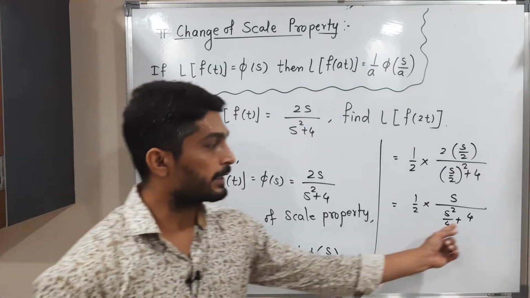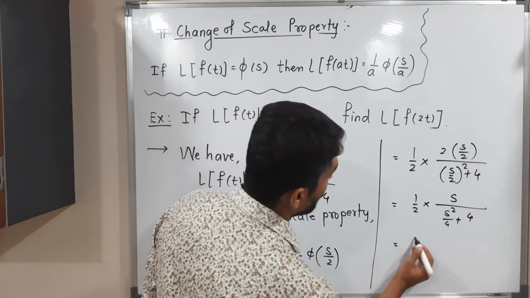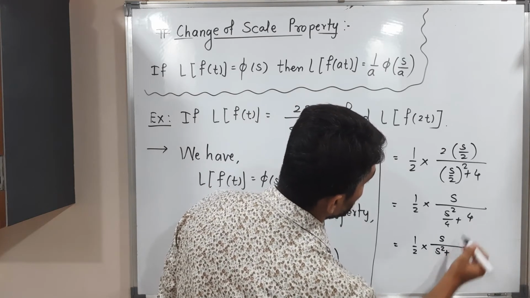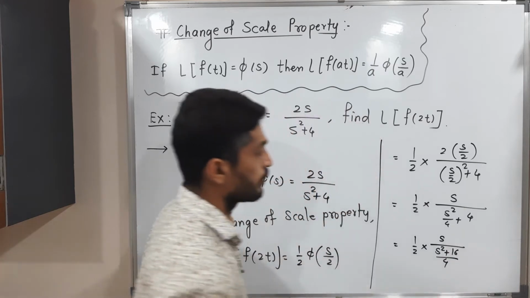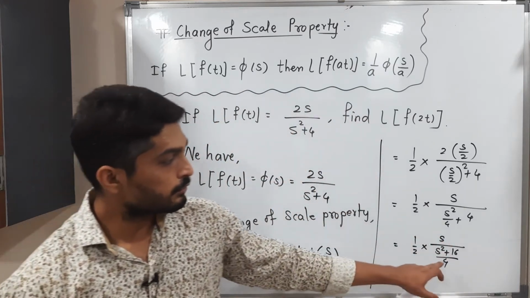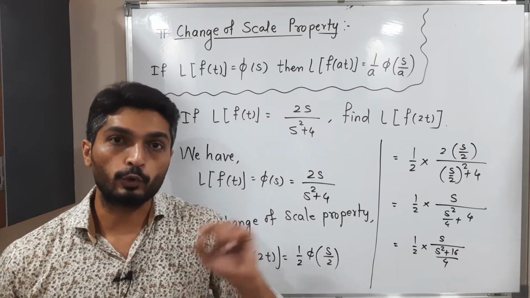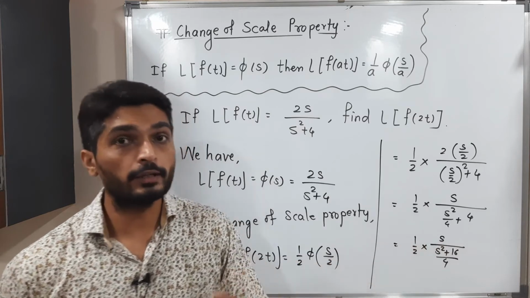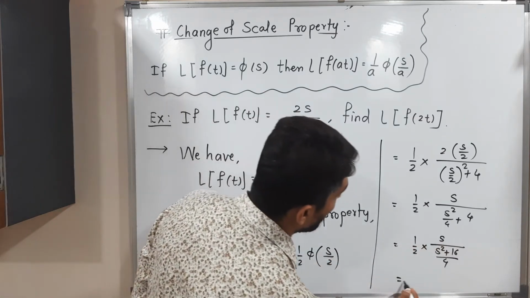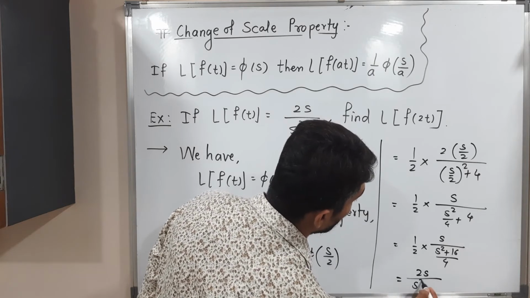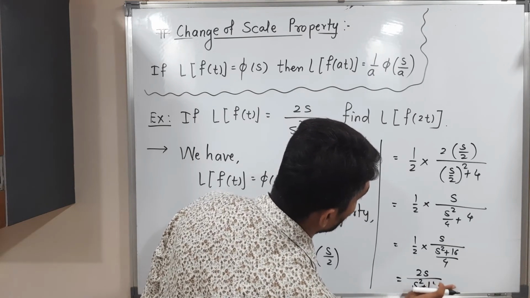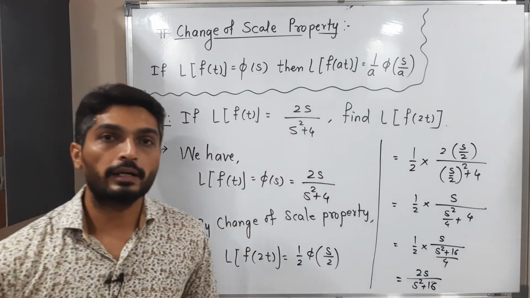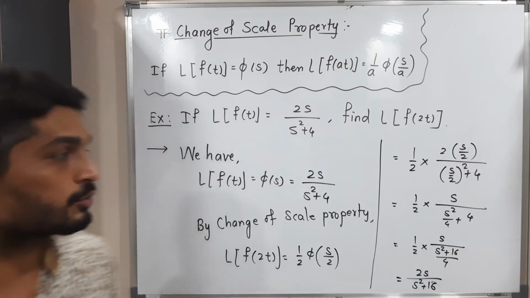You can further cross multiply here. So this is equal to 1 by 2 into s upon s square plus 16 divided by 4. By cross multiplying, this 4 is in the denominator of the denominator, so it will go to the numerator. So 4s into this 1 by 2, again 2 will get cancelled. So finally we will have the answer 2s upon s square plus 16. So this is the required answer. In this way we can apply change of scale property and solve the problem.